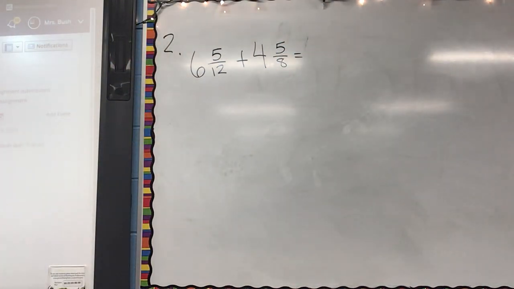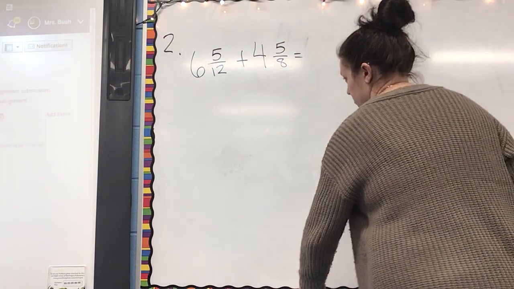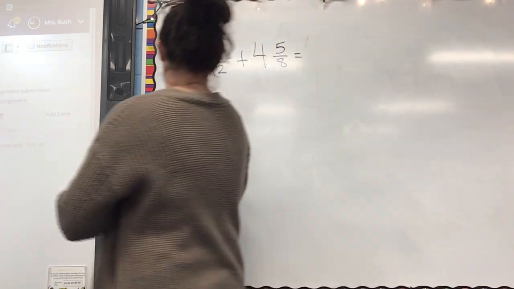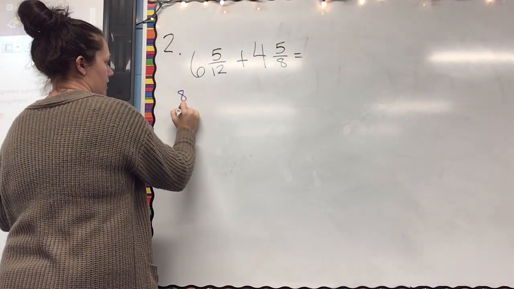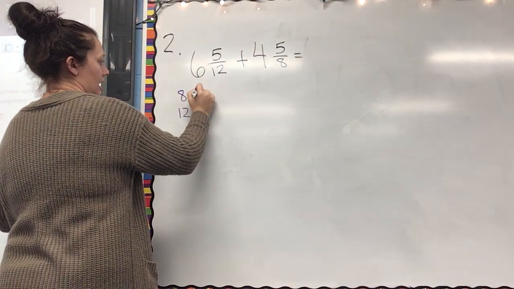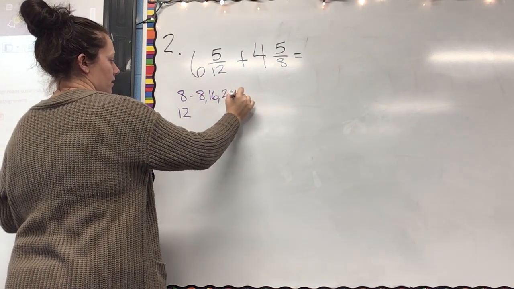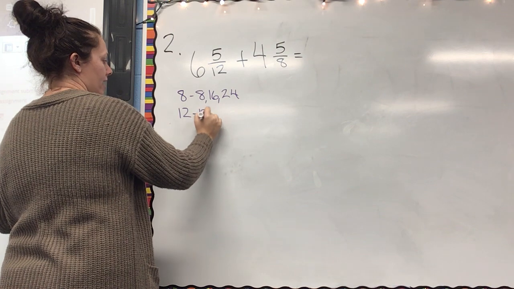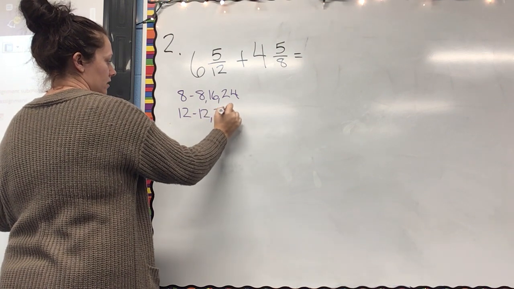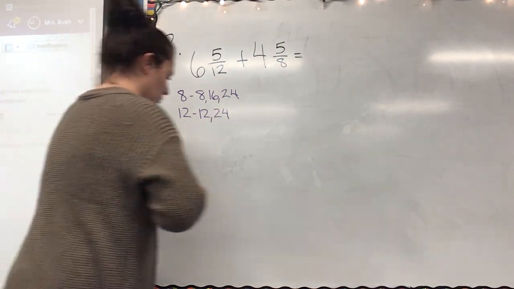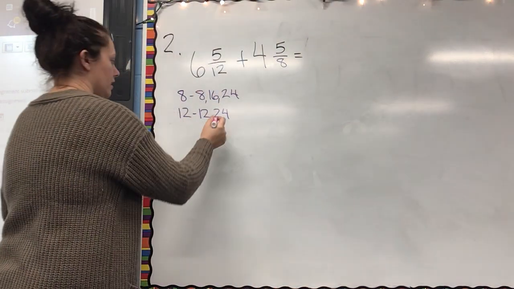Number 2, 6 and 5/12 plus 4 and 5/8. Do I have like denominators? No. So that's our first issue, right? Yes. And when I write down 8 and 12, let's see. 8, 16, 24. Let's stop there. 12, 24. Oop, did we get one? Yes. What is going to be my common denominator? 24.